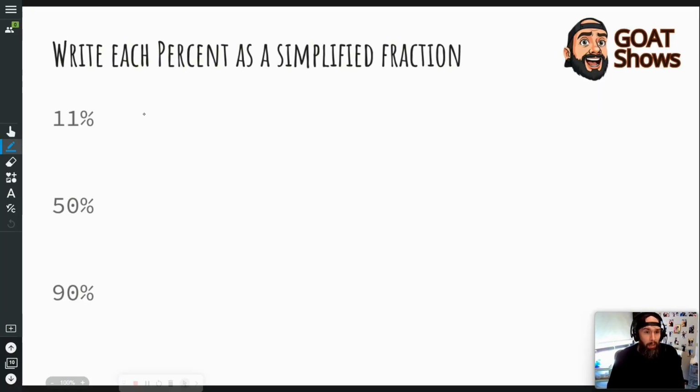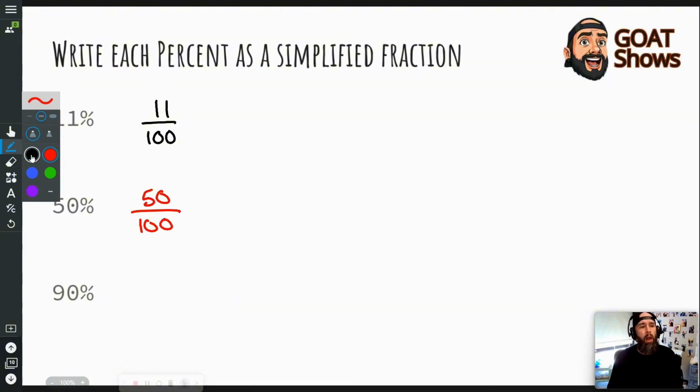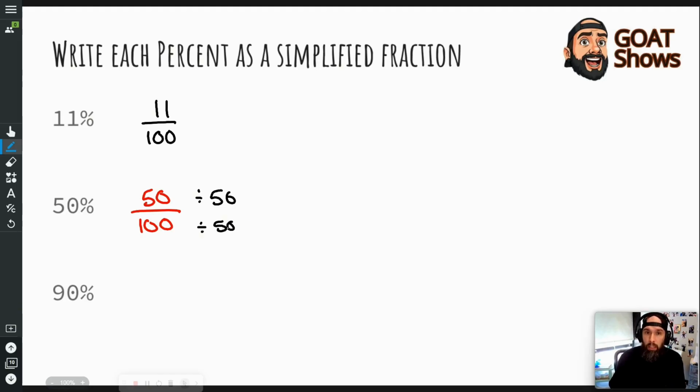11%. That means 11 out of 100. Can I simplify that? No. 50%. That means 50 out of 100. Can I simplify that? Yep. I could divide both the numerator and the denominator by not just 5, not just 10, not just 25, but I could divide them both by 50. So I'm going to divide the numerator and the denominator by 50. 50 divided by 50 is 1, and 100 divided by 50 is 2, and I already knew that 50% was a half. Remember the picture that I drew? 50% is a half, so of course it's a half. Duh.